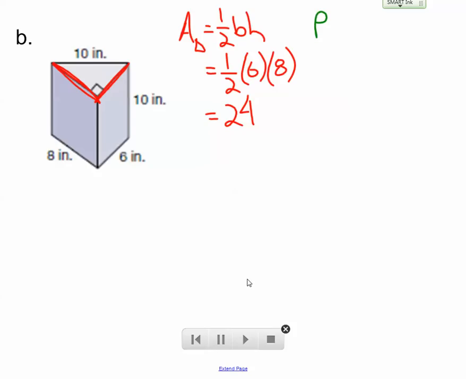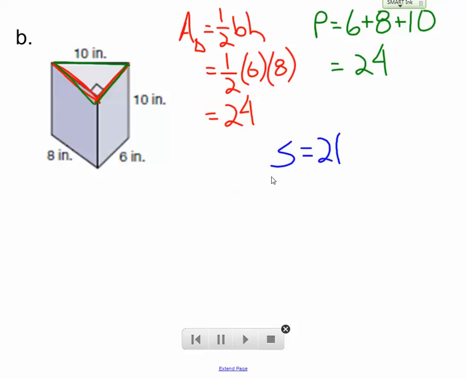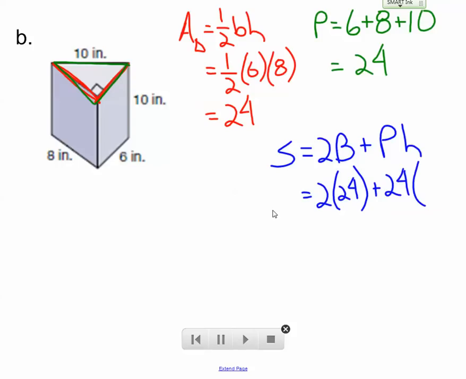Now the perimeter of the base, the perimeter of the triangle, is 6 plus 8 plus 10. Right there in green. It's 24 also. Well, it's 24 inches as opposed to 24 square inches. So now we can figure out the surface area of the prism. We'll do 2 times the area of the base, 24, plus the perimeter of the base, 24, times the height of the prism, 10.